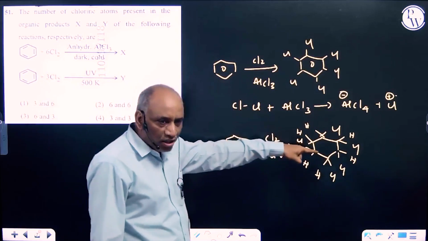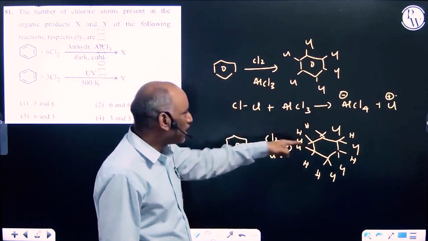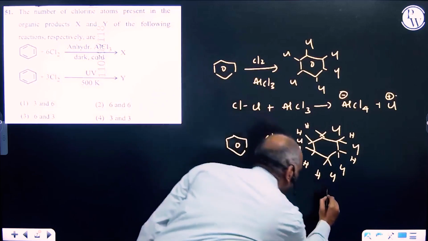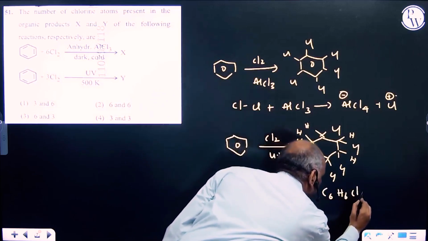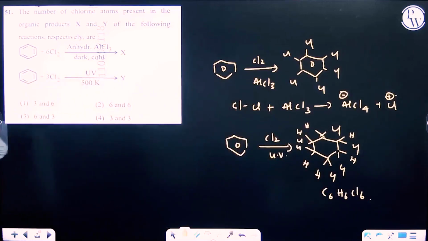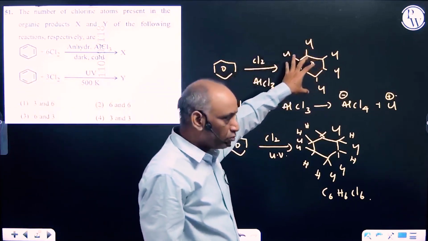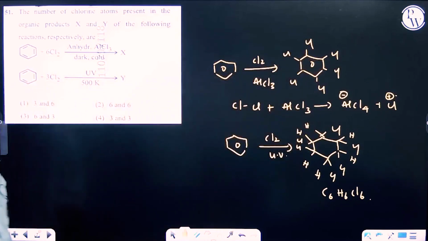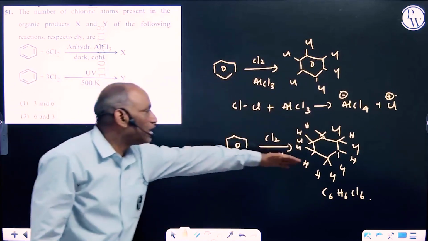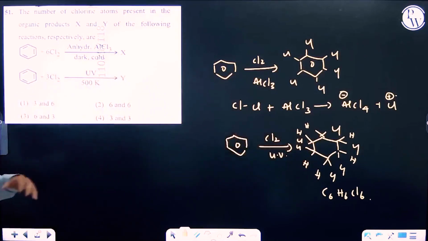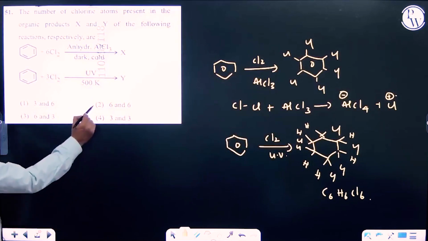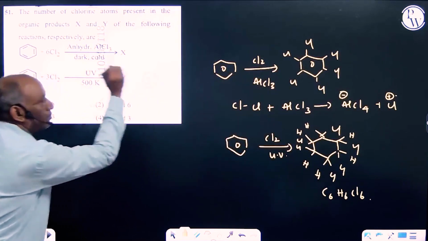But the product is not a benzene derivative. It is a derivative of cyclohexane, and hence you will get C6H6Cl6. So what we are saying is, X and Y, the number of chlorine atoms present in the organic products X and Y. Here all 6 chlorines are substituting the benzene ring, whereas here all 6 chlorines are added to cyclohexane. This is what you call BHC, gammexane, lindane, which is used as an insecticide. And hence you need to go for option 2, that is the correct option.